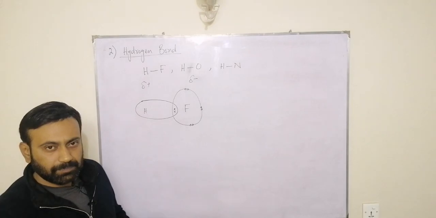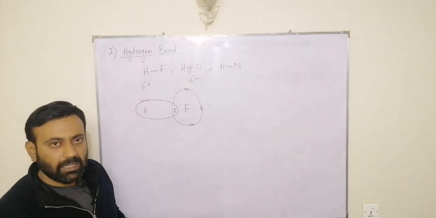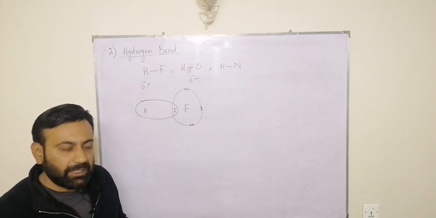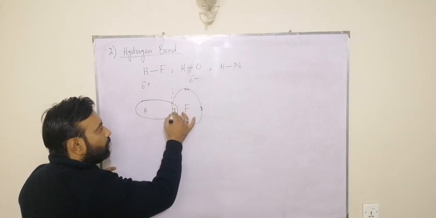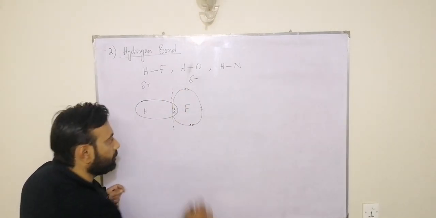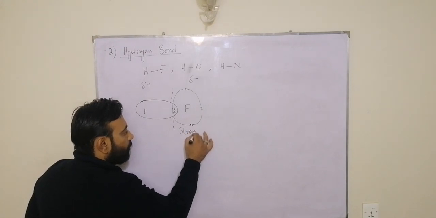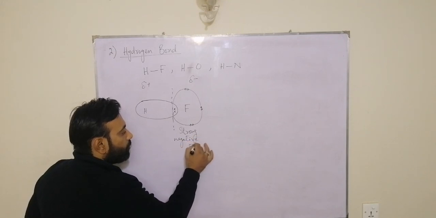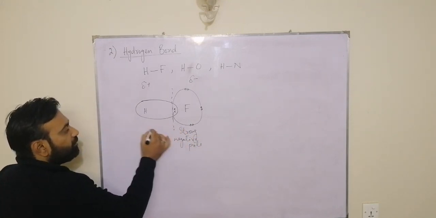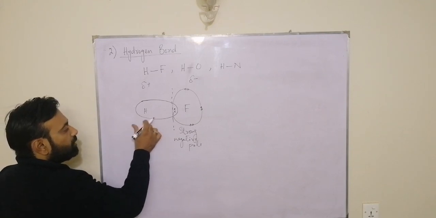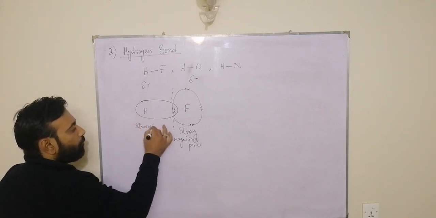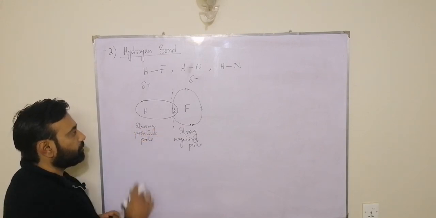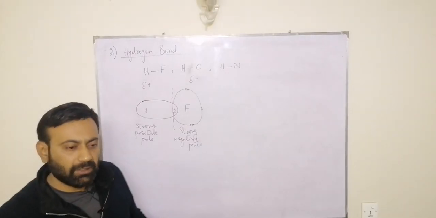But in this case, actually in any of these three cases, there is a huge difference in electronegativity. So the negative pole would be a pretty strong negative pole. And the positive pole will also be a strong positive pole.